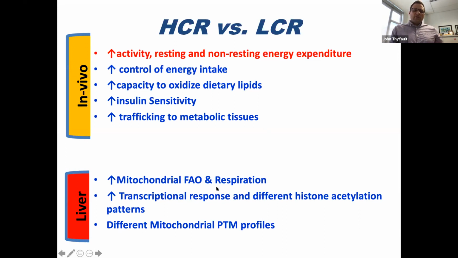And then in the liver, we found big differences as well. So it's not just a systemic phenotype. There's liver changes as well. I'm not going to talk about those as much today, but they have higher mitochondrial fat oxidation and respiration. They have greater transcriptional responses to changes in dietary substrates, different epigenetic profiles, and they even have different mitochondrial post-translational modification profiles.